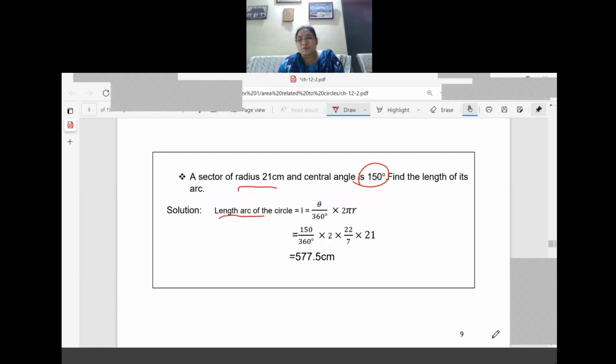It is based on which formula? Length of arc of the circle only. So length of arc of the circle, L equals theta by 360 into 2 pi r. So it is equal to 150 by 360 into 2 into 22 by 7 into 21. What is the answer we are getting there? 577.5.